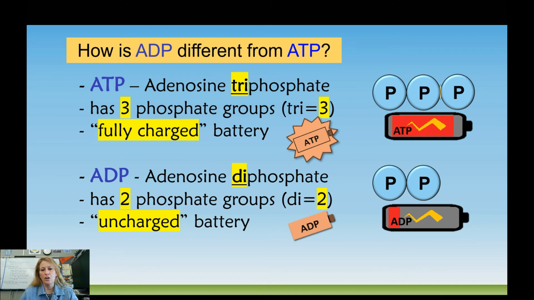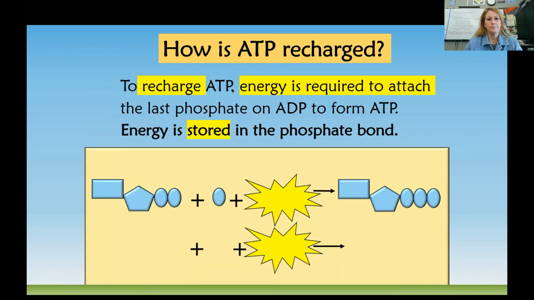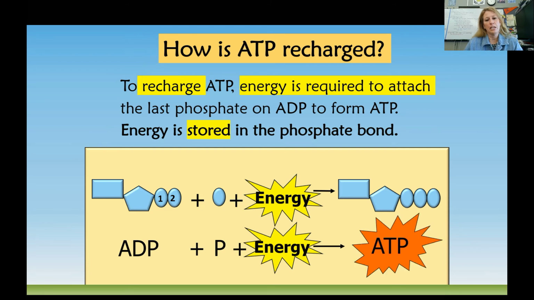Not a lot of power there. So eventually it's going to have to be recharged. And then we have those phosphate groups that are found in the cell. So how is it recharged? The energy is required. It's going to attach that third phosphate onto the ADP. So the energy is stored in that bond. So there's the ADP, 2 phosphates. I'm going to attach my phosphate plus the energy that's going to help it recharge, and then I'm going to come up with an ATP molecule.